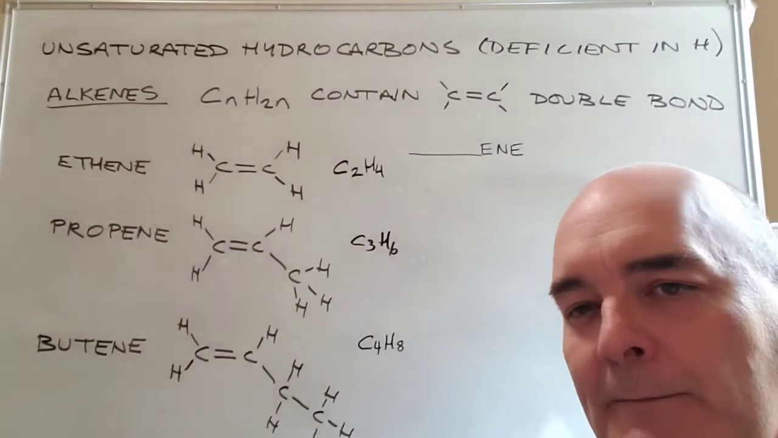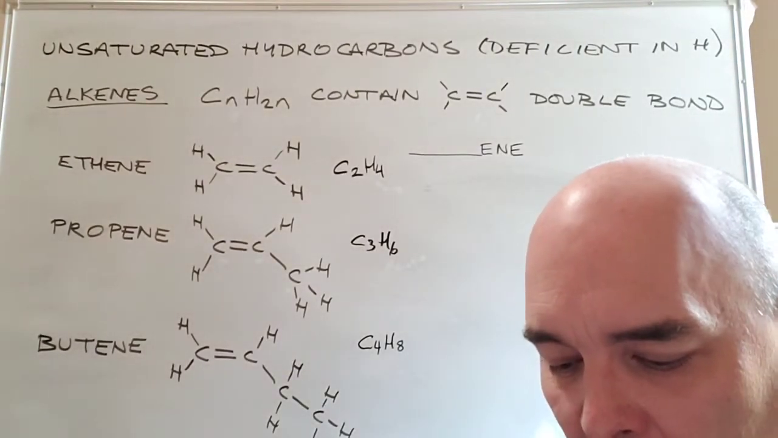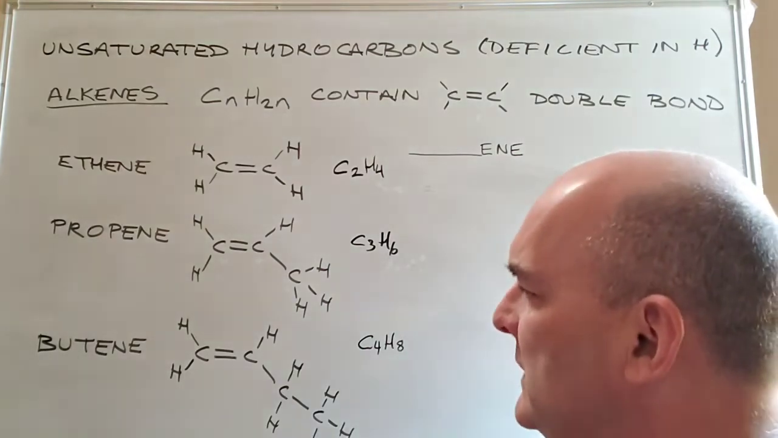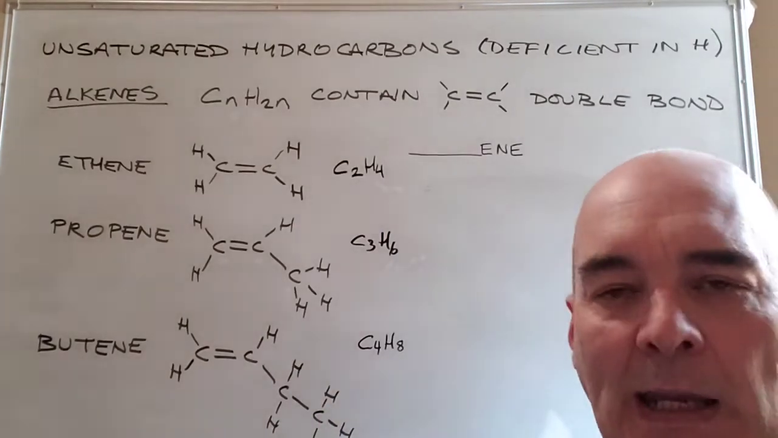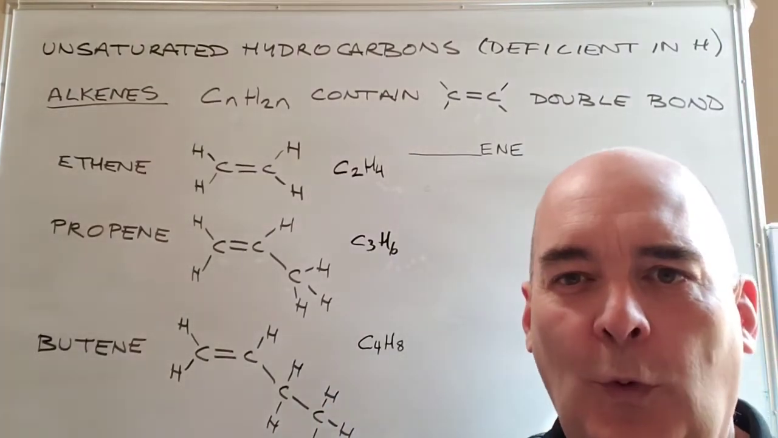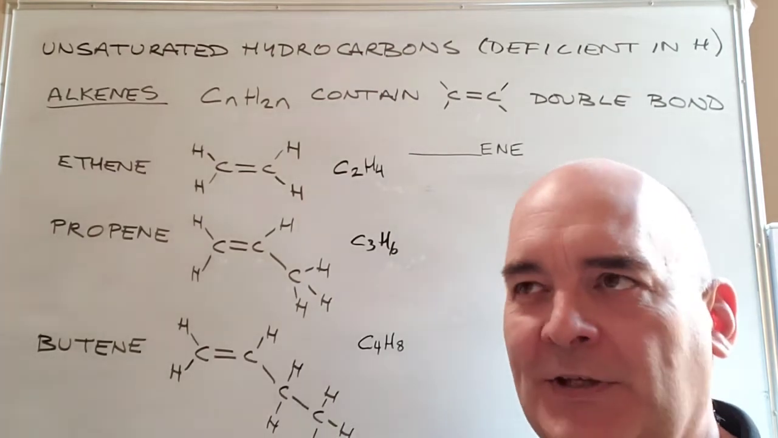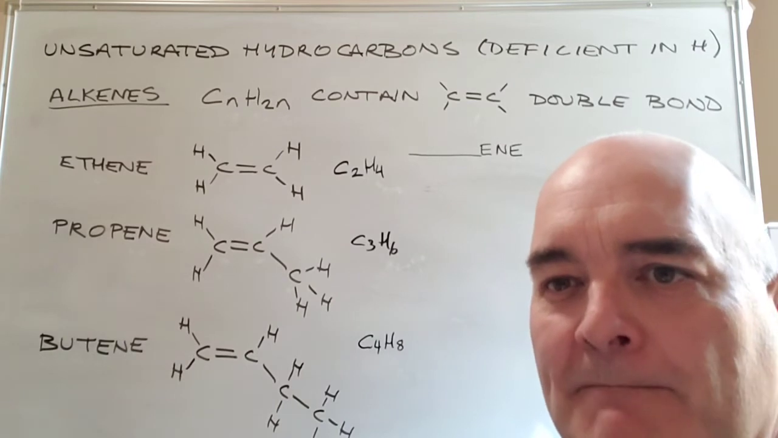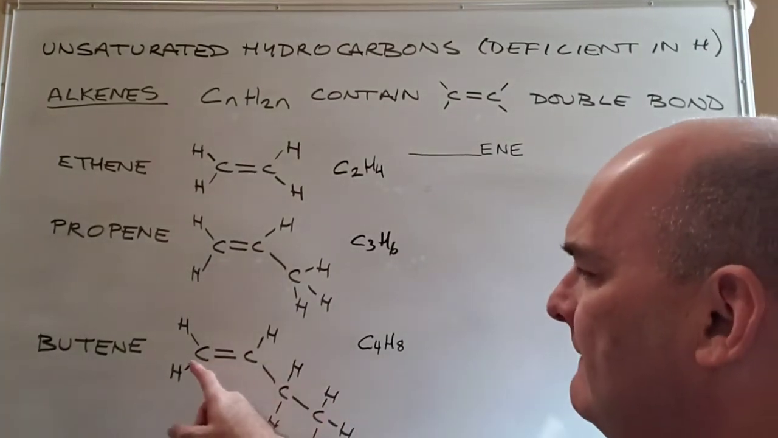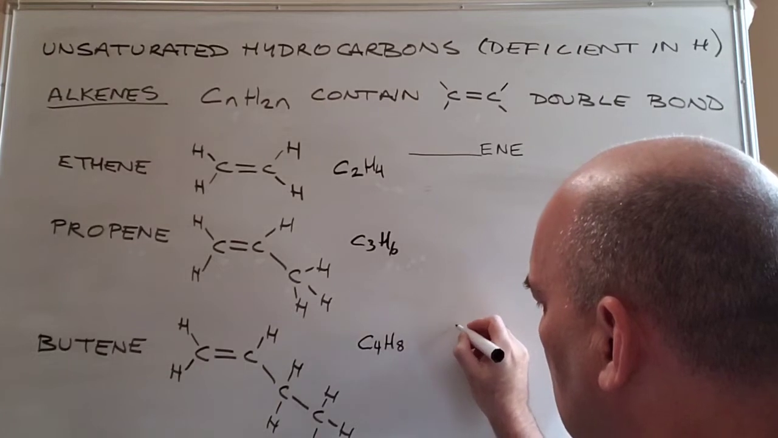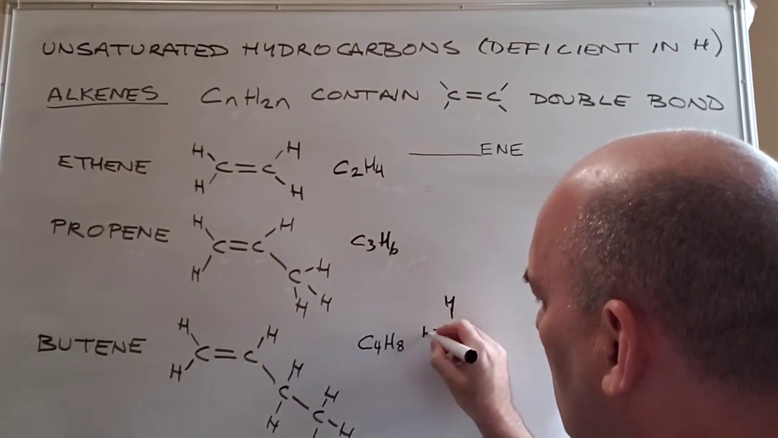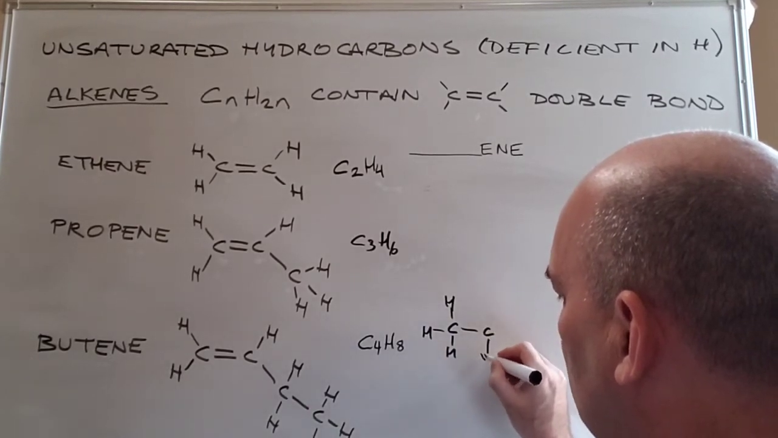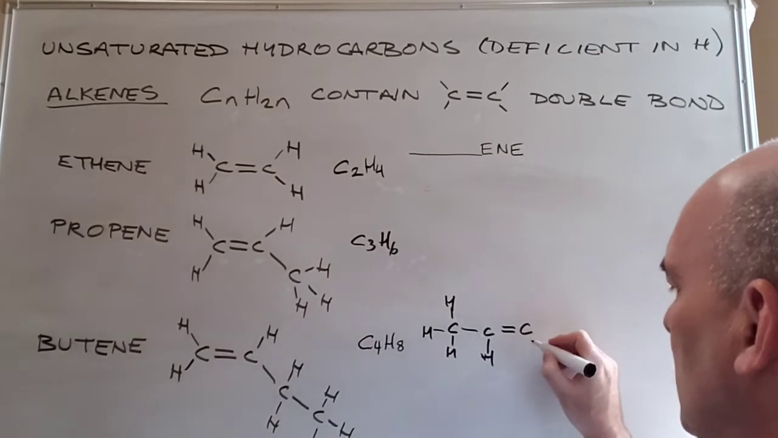But we're not quite done, because if you wanted to buy some butene, some C4H8, and you went to the website to buy some, you would find that there are 2 versions of butene. There is this one, and then there is the one where the double bond is in the middle.